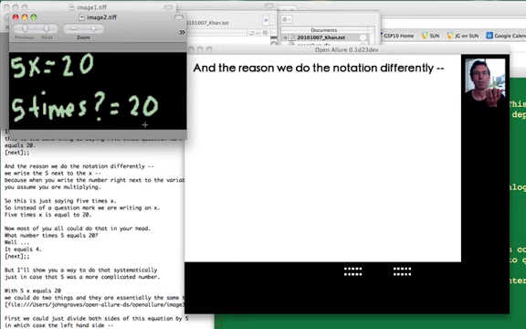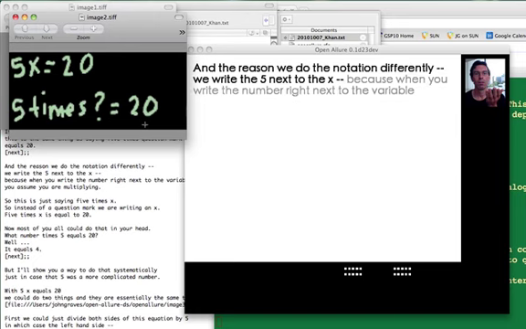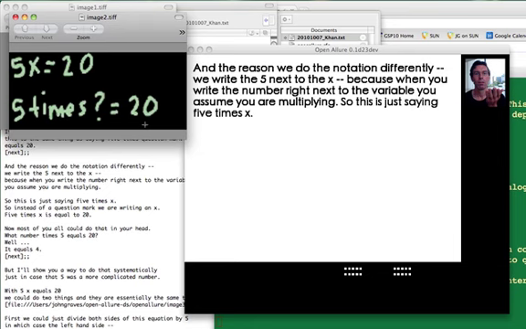And the reason we do the notation differently, we write the 5 next to the x, is because when you write the number right next to the variable, you assume you are multiplying, so this is just saying 5 times x, so instead of a question mark we are writing an x. 5 times x is equal to 20.